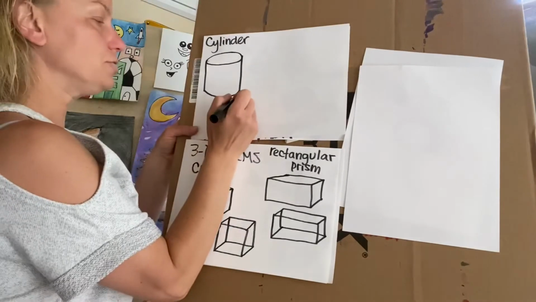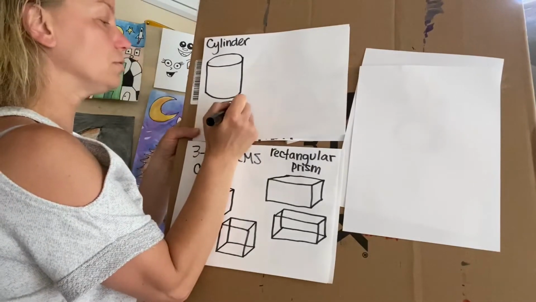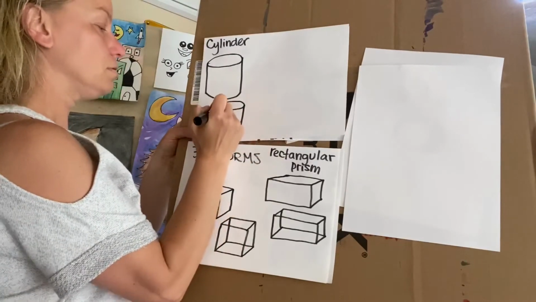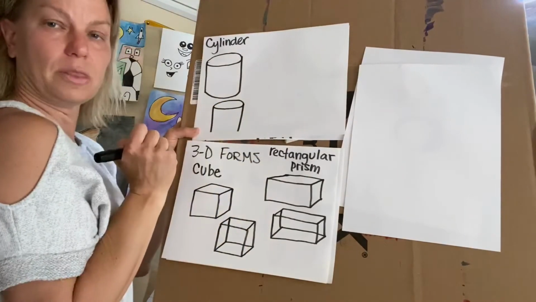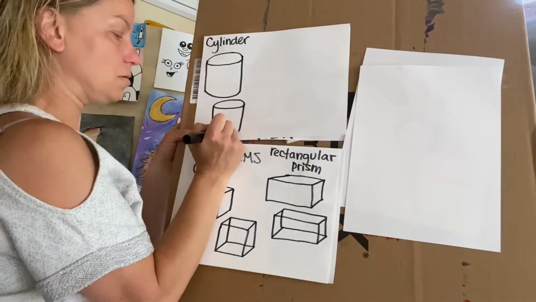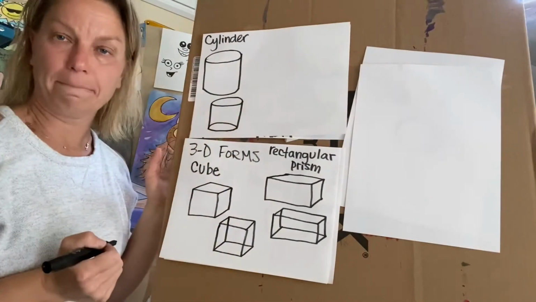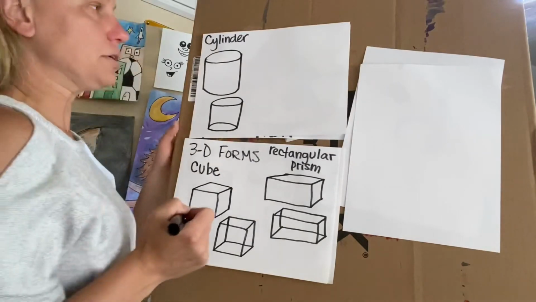If I do a transparent or see-through cylinder, I'm going to do my ellipse at the top, my vertical lines down, and then I'm going to do a complete ellipse across the bottom, like that, okay? Next one is a cone.